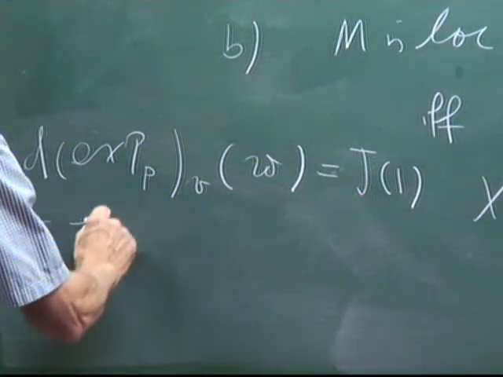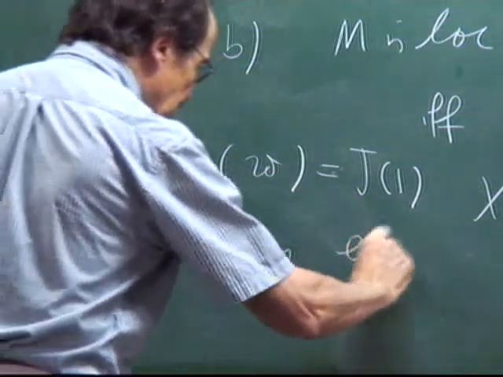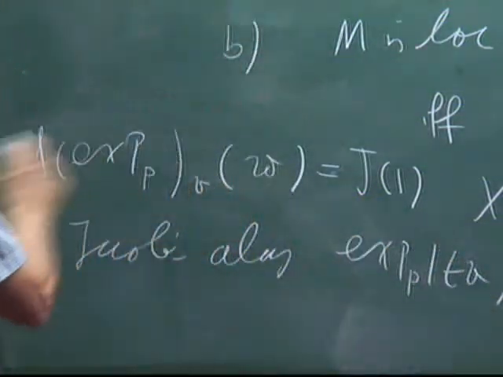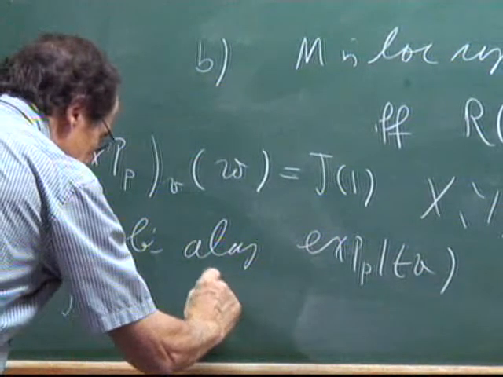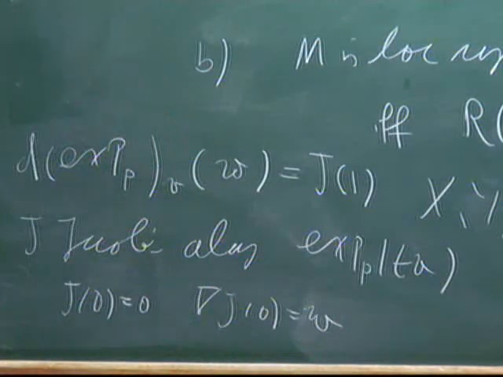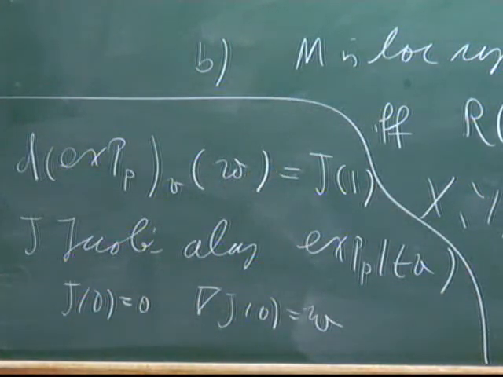Yes, J is a Jacobi field along the geodesic in the direction of v, and J at 0 is 0, and nabla J at 0 is w. That's the formula. For those of you who haven't seen it or forgotten, I can quickly explain it. This is very easy. And using that, we can prove the converse of this proposition also.